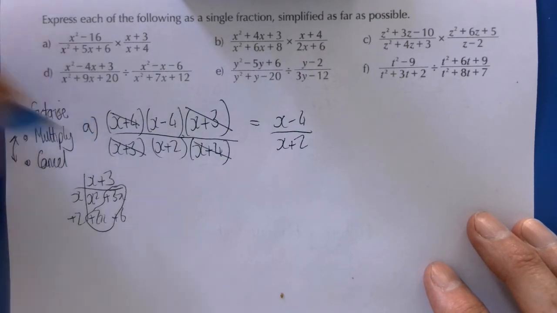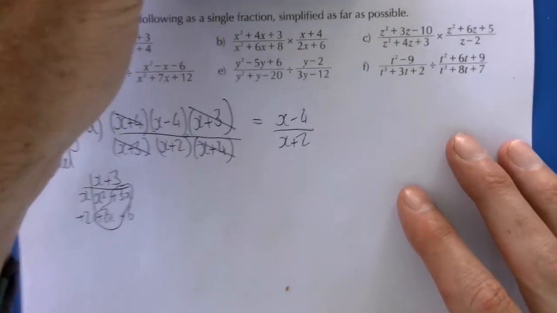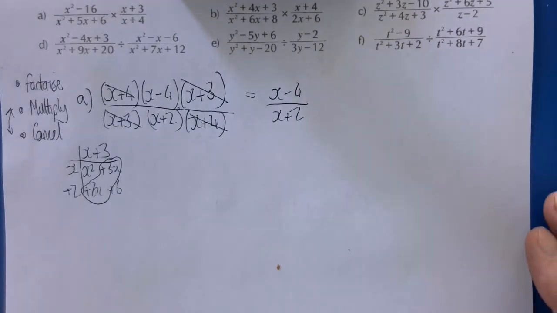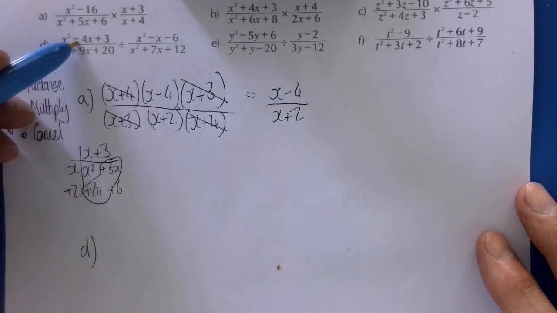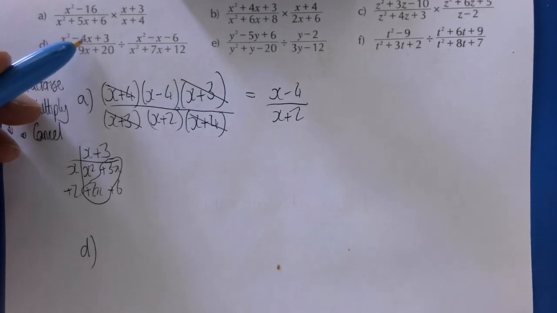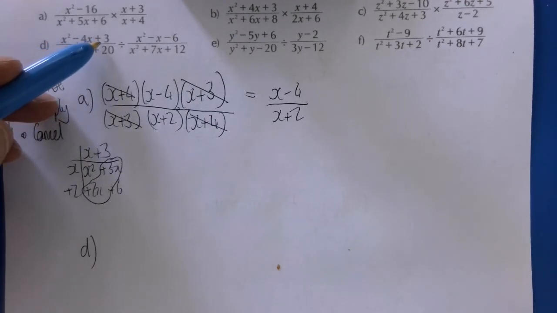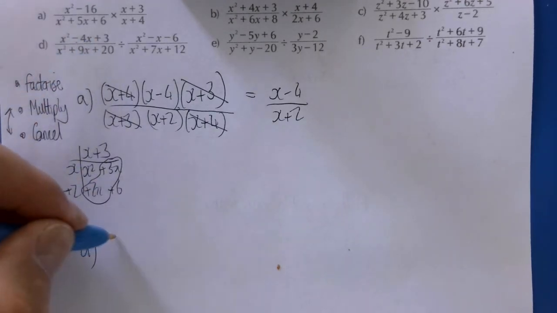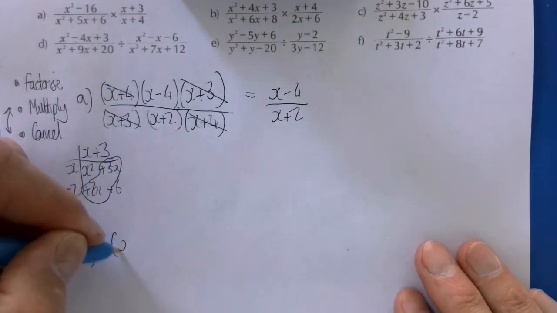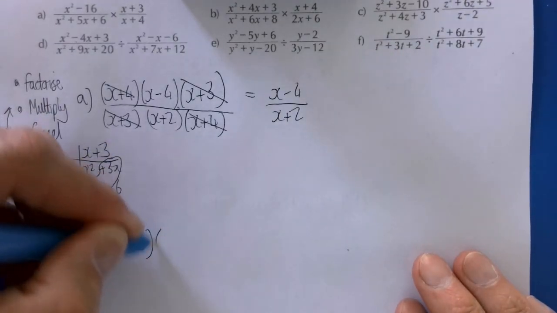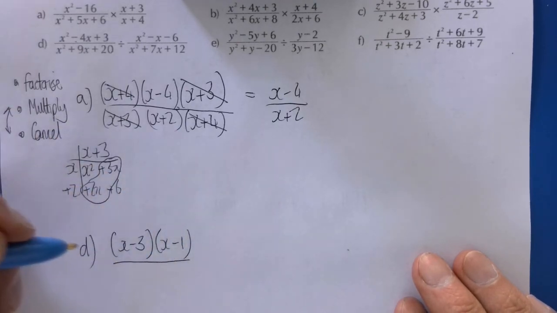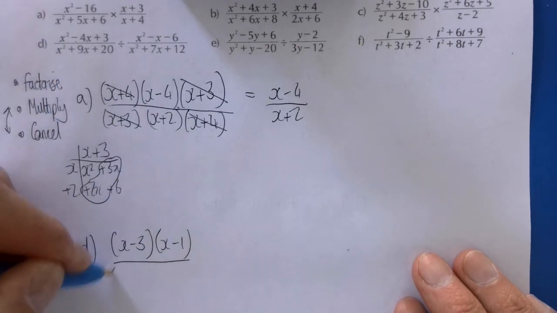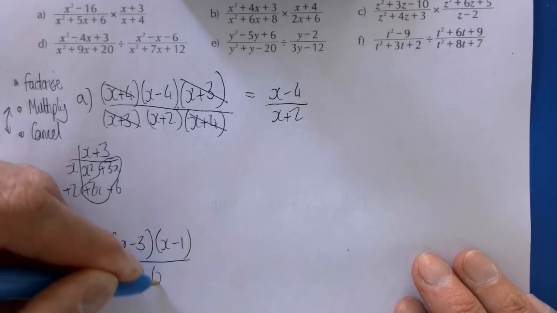That was A. Let's have a quick look at D. So D is a divide one, so let's start by factorizing. So I need 2 numbers that multiply to make 3, but which add to make minus 4. That's the confusing one, isn't it? Because you think, well, that's got to be 2 positive numbers, but the other way you can get 3 is with 2 negative numbers. And this bottom one, that's x plus 4 and x plus 5.